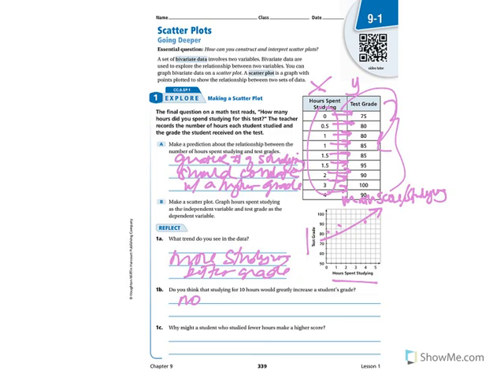And then part 1C says here, why might a student who studied fewer hours make a higher score? Well, it could be a couple different factors, right? You guys know, they could just by chance get a good grade.